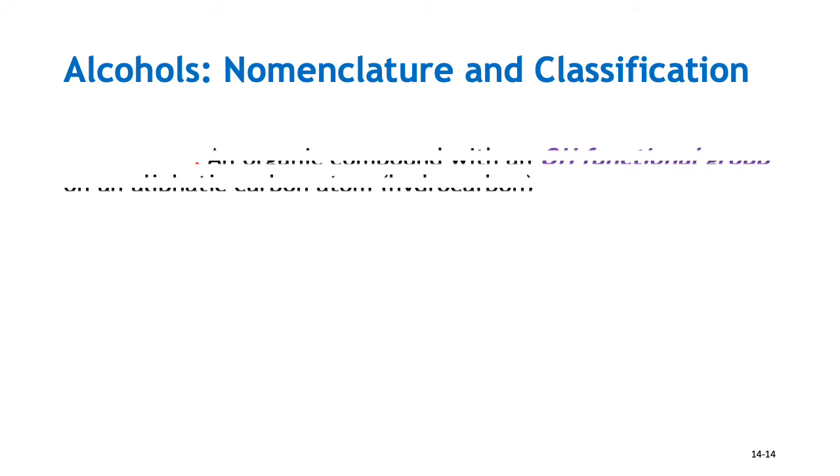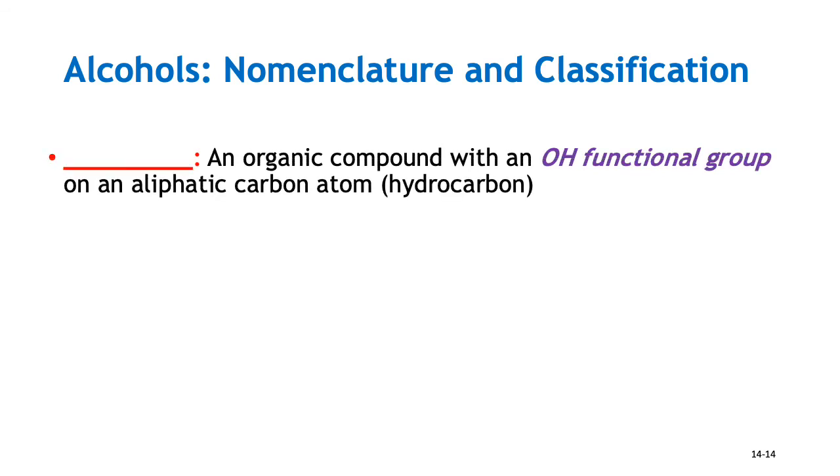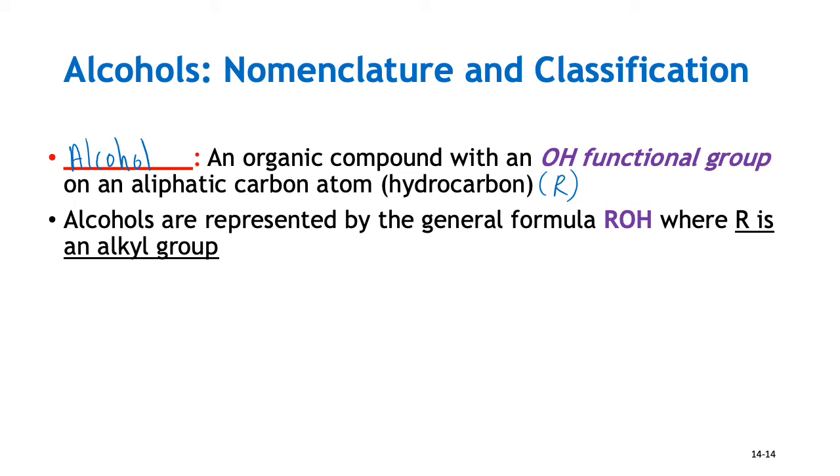Let's take a deeper look at what alcohols are, one of the functional groups I just presented to you in this slideshow already. Okay, so an alcohol is an organic compound with an OH functional group on an aliphatic carbon atom, meaning it's attached to an R group or a hydrocarbon. Alcohols are represented by the general formula ROH. We've already discovered that, where R is an alkyl group, a hydrocarbon.